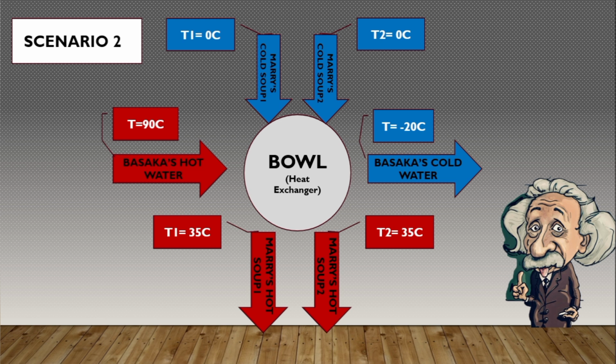Well, before we leave and discuss those other things, let's check the change in temperature for Basaka's scenario. The inlet temperature of Basaka's hot water was 90 Celsius, and it came out at a temperature of negative 20 Celsius this time around. So to calculate our change in temperature, it's the final temperature minus the initial temperature. Our final temperature for Basaka's case is negative 20 Celsius minus his initial temperature, which is 90 Celsius, which gives us negative 110 Celsius.